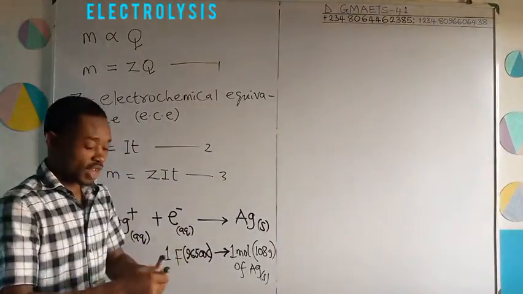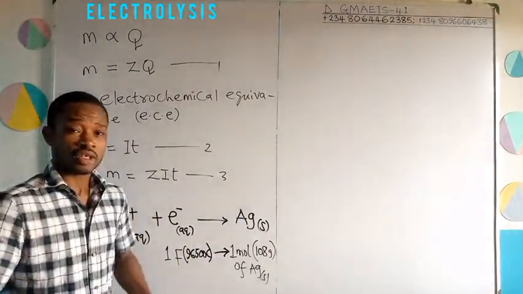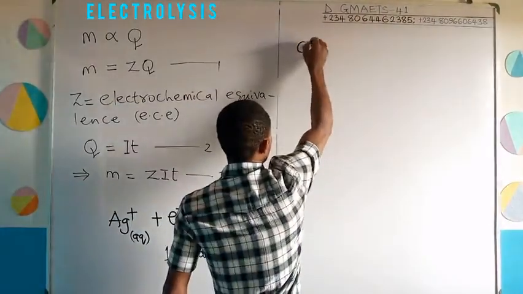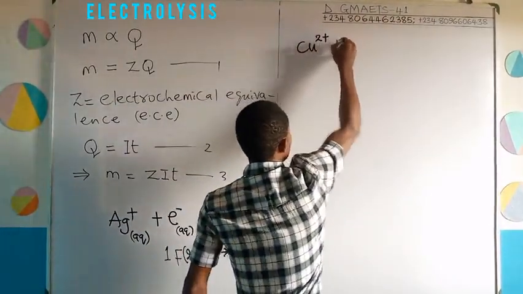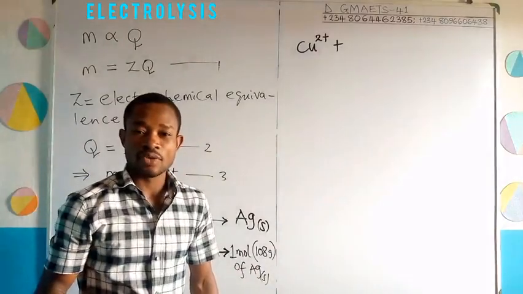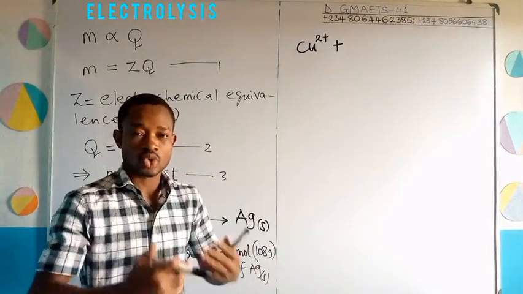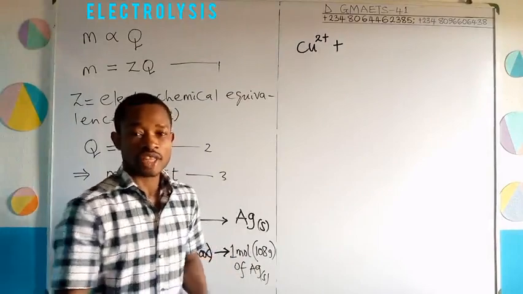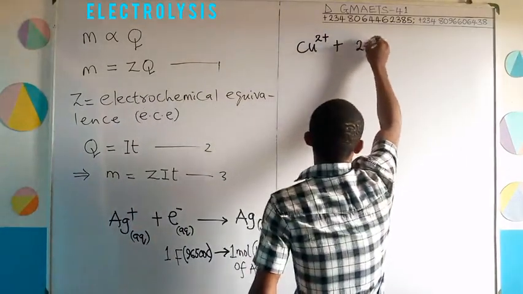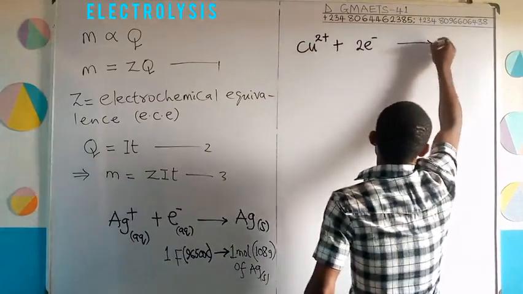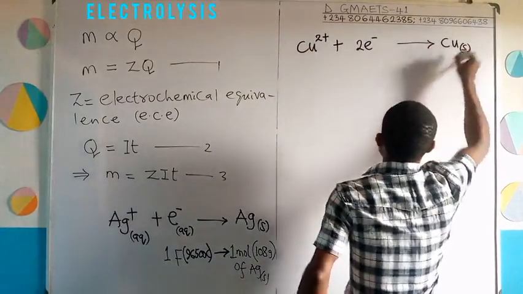Let us check for that of a divalent metal. Copper, I told you I'm going to use as an example. Since copper is divalent, it means at the cathode, copper will need 2 electrons to be discharged as copper solid. So this is going to be 2 electrons, and then we have copper metal discharged.